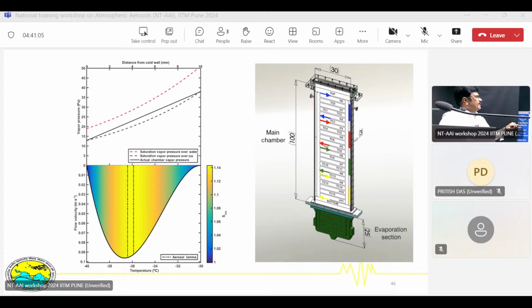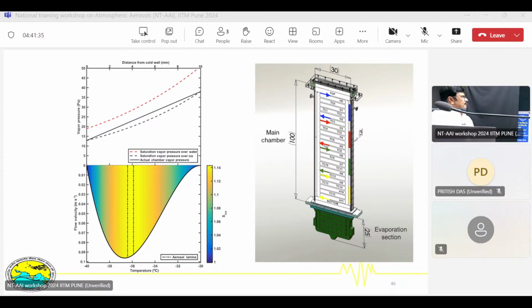So at the end of this chamber, we have an evaporation section. What happens is, if it is only water drops in the evaporation section, they will get evaporated. If it is an ice crystal, it will still remain. So based on the polarimetry and size of the particles, we can count that it's really ice particles. That's how the ice nucleating particles are measured.